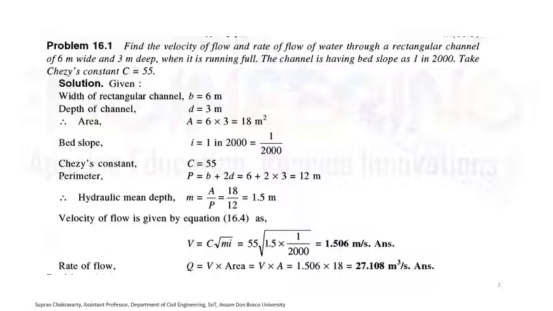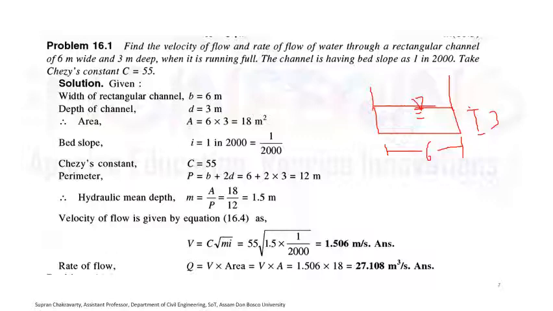Here the velocity is to be found. The rate of flow of water through a rectangular channel of 6 meter wide and 3 meter deep. So a rectangular channel is given. So this is water, the channel will be like this. This is the flow depth 3, this is 6.